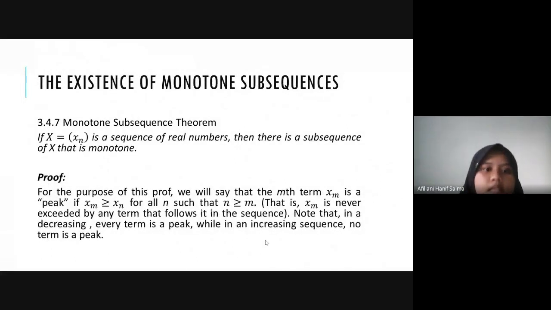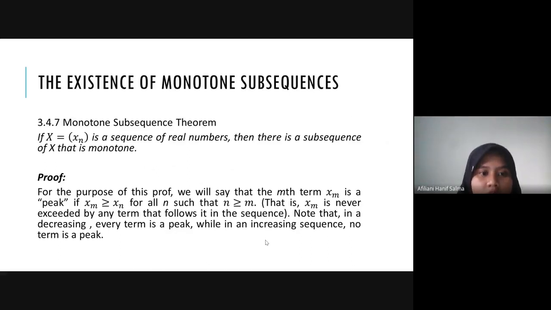Next is the existence of monotone subsequence. 3.4.7 Monotone Subsequence Theorem. The theorem says that if X = (xn) is a sequence of real numbers, then there is a subsequence of X that is monotone.